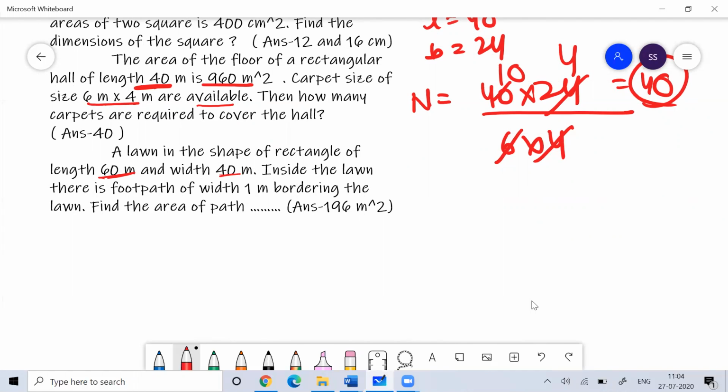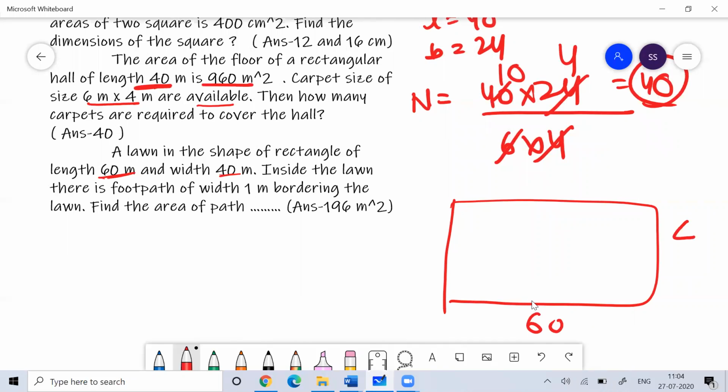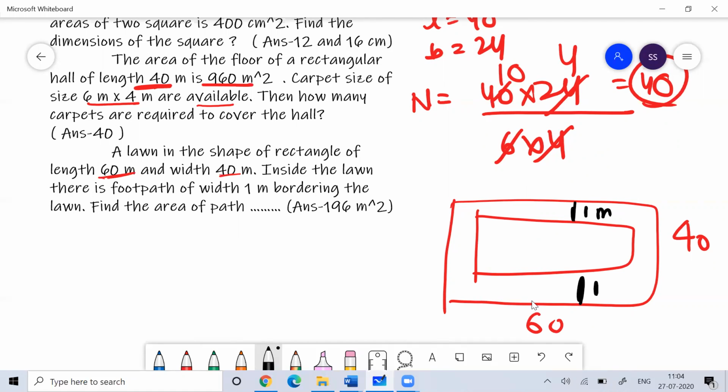Inside the lawn there's a footpath. So this is 60 and this is 40. There's a footpath of 1 meter. So 1 meter and 1 meter. So this would become how much? This would become 38. This is 1 meter. This is 1 meter. So this will become how much? 58. Okay, so this is the footpath. They're asking you the area of footpath.